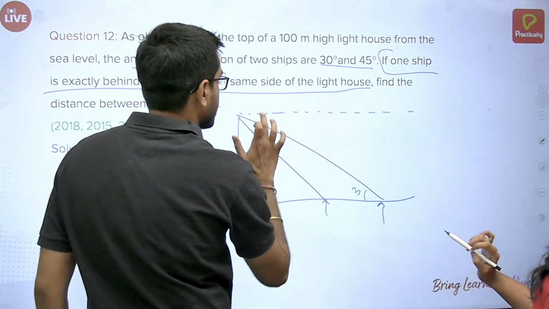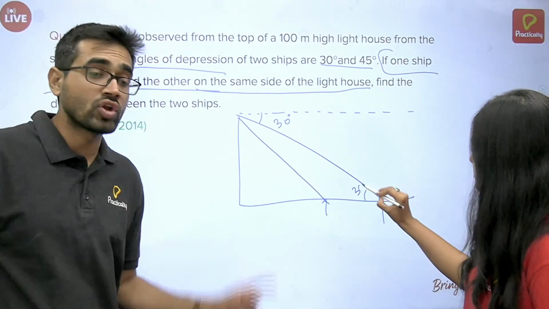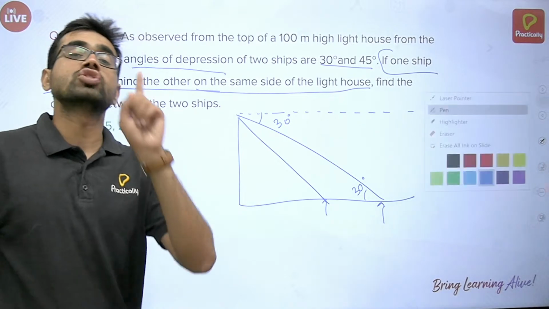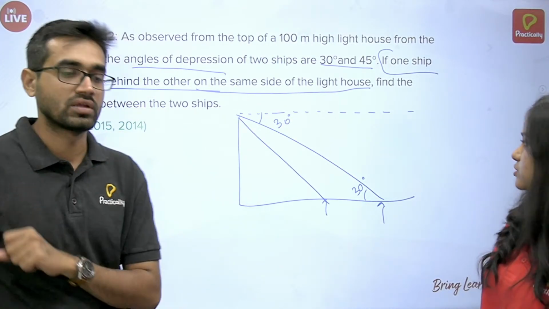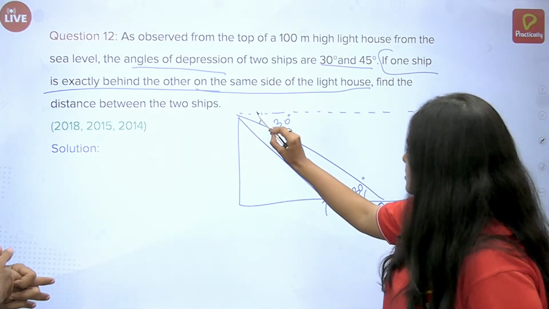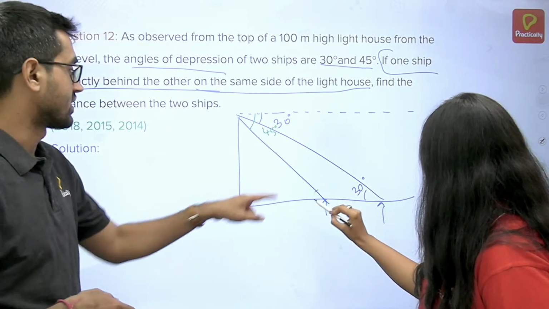So make this one as your 30 degrees. Always, if you do not make the depression angle, you will not get the marks, because they are asking you to make depression and not elevation. Right. Okay. Next, this is 45. Fine. So this will become 45.